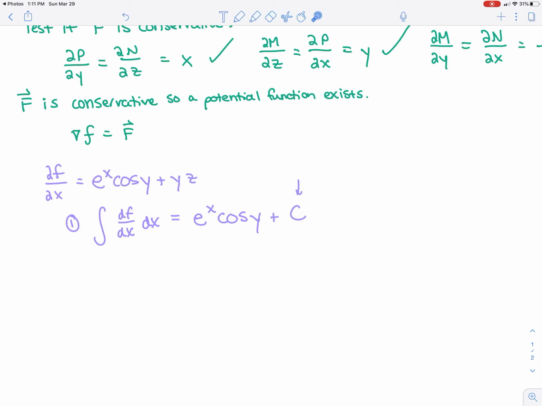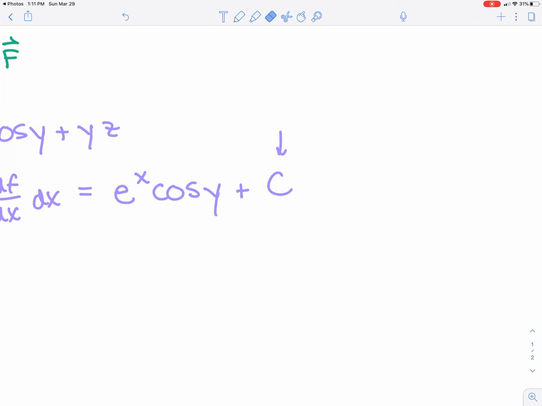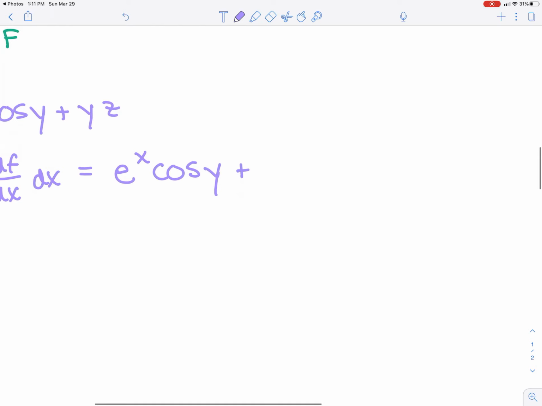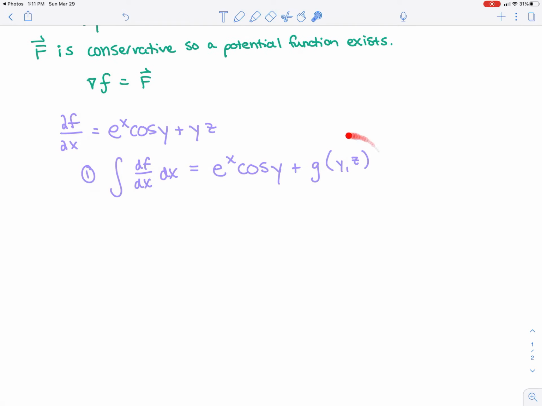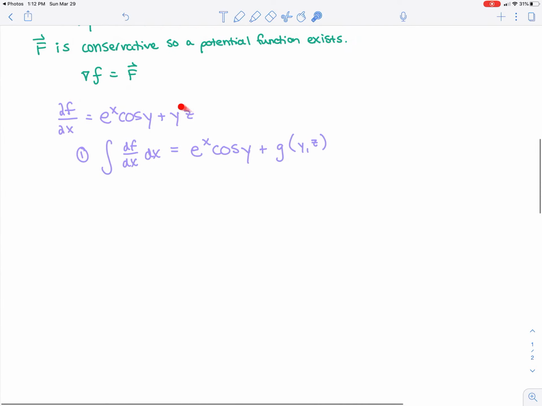So those might have been baked into the original function and don't get carried over when we take just the x partial derivative. So in this case, instead of just adding plus c, we actually need to add plus g of y and z, which is saying that the potential function could have had any other functions in just terms of y and z that, when you take the x partial derivative, would have gone away. So that is how we reconstructed that.